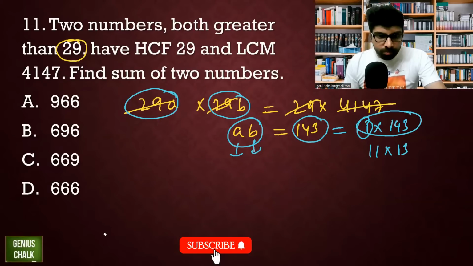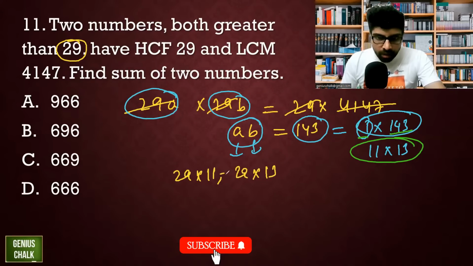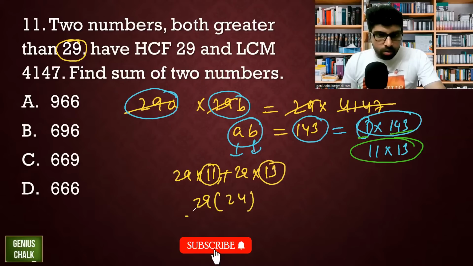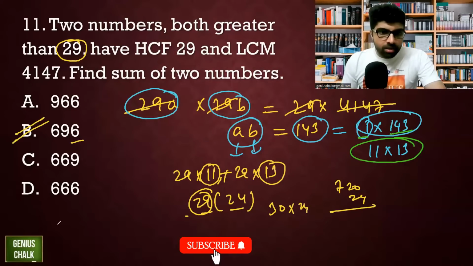Right now, this has to be 1 and 143, so this has to be 11 and 13. So my answer has to be 29 into 11 and 29 into 13. Now, in order to add it, if I take 29 common, 11 plus 13 has to be 24. So the last option should be ending with 6. There are 3 options. Let's multiply better. If you take 30 into 24, that is 720. Subtract 24 from here, so it has to be 696.